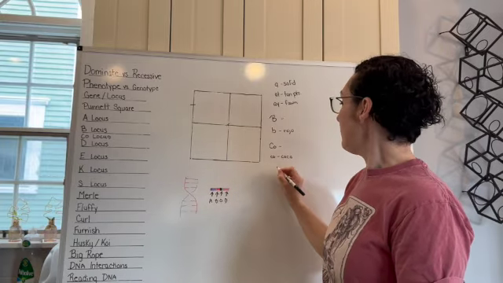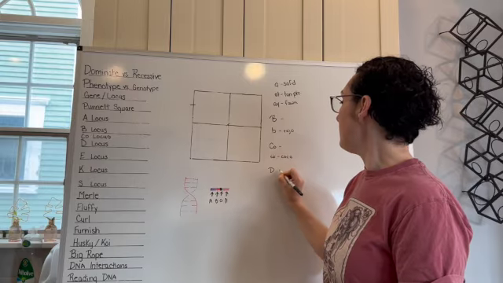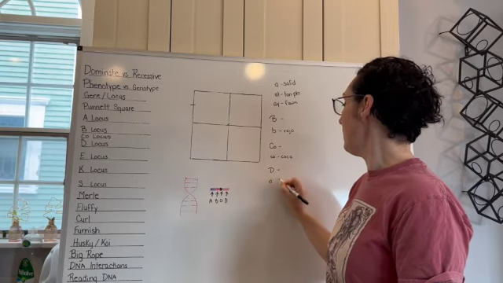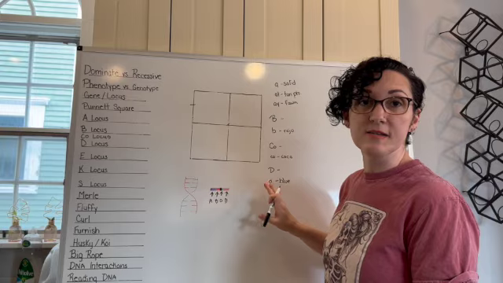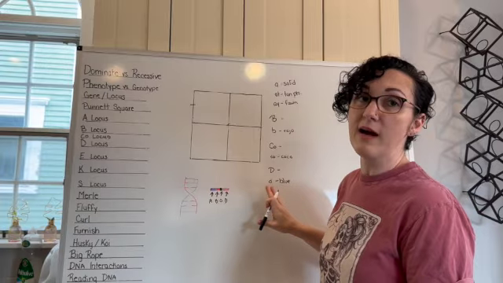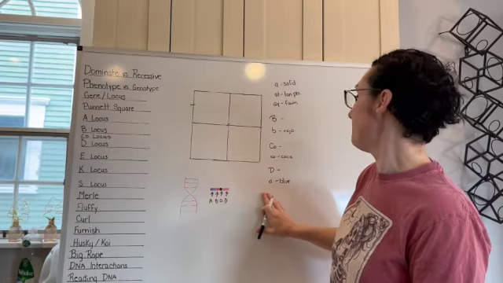Then D locus, as we already talked about, you can have big D, negative, little d, blue. And the reason that this is a D is because it stands for dilute. It dilutes black down to the gray that we call blue.